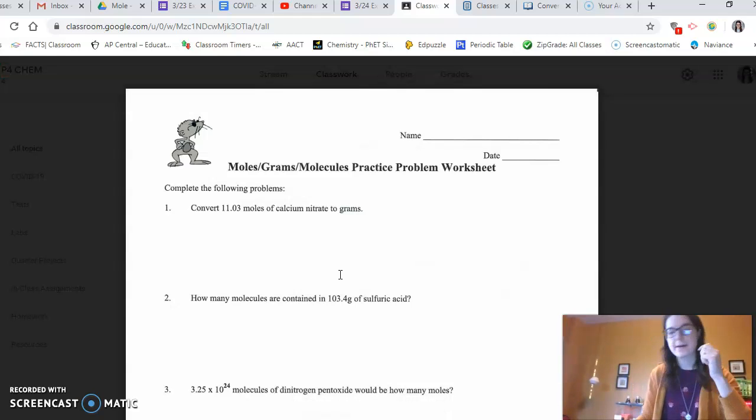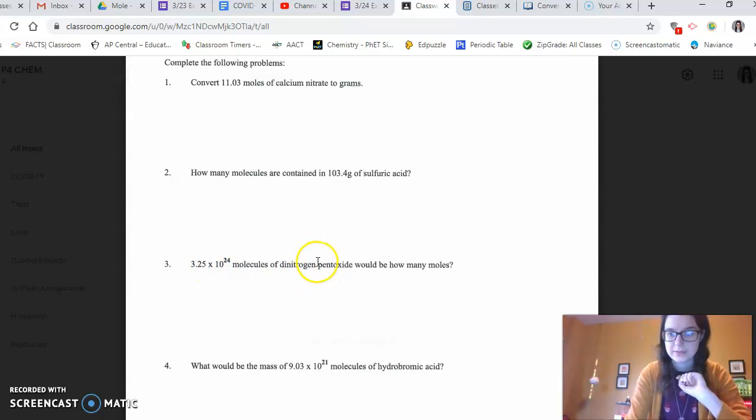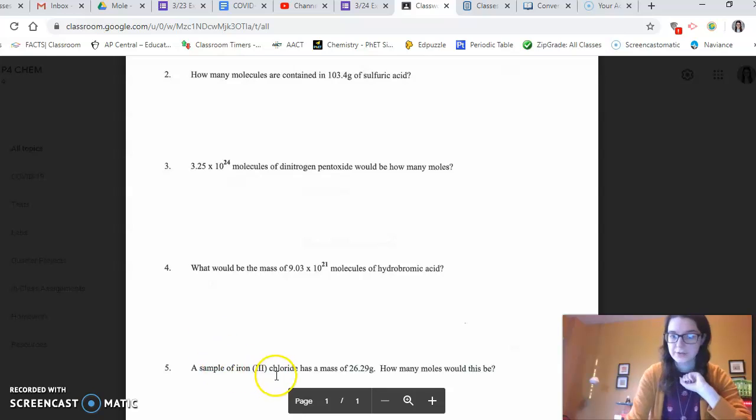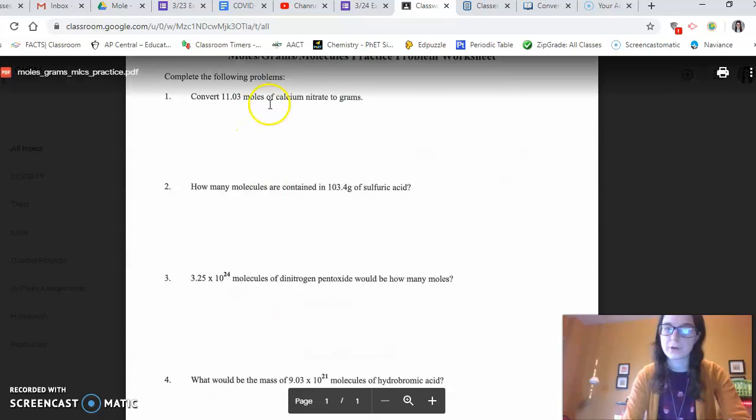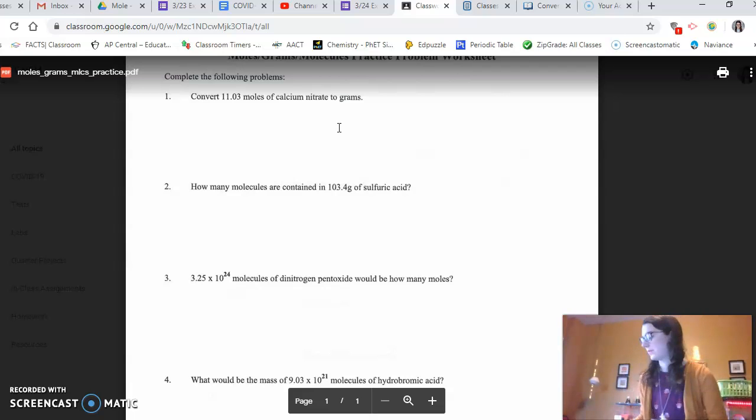A few notes on this. For numbers 3 and 5, dinitrogen pentoxide and iron(III) chloride, those are molecules that you should be able to figure out the chemical formula based on the name or the nomenclature. For 1, 2, and 4, I will give those to you because they're about acids, which we didn't get to naming yet. And number 1 has nitrate in it, and I know I didn't have you memorize what those common polyatomic ions were, so I will give those to you.